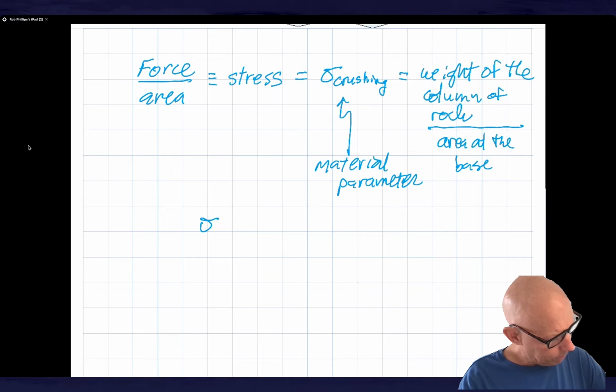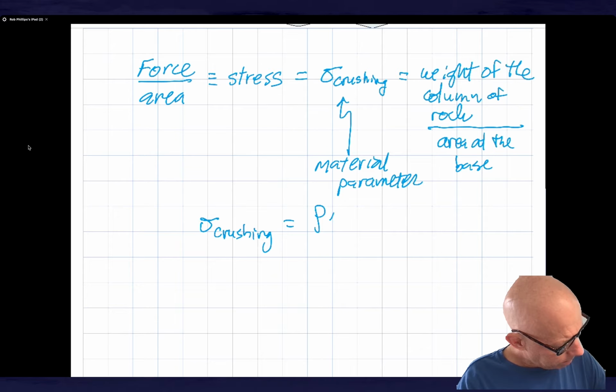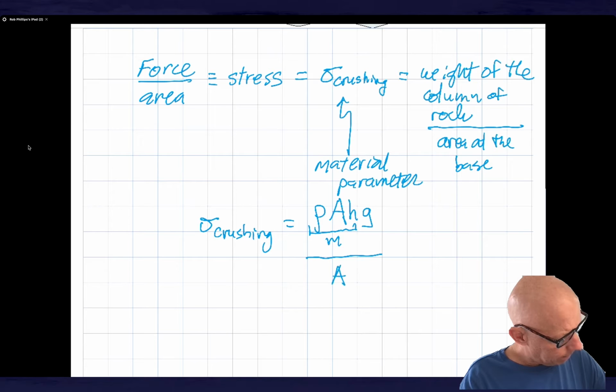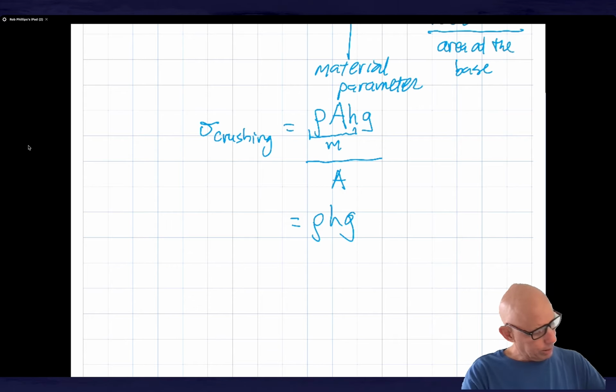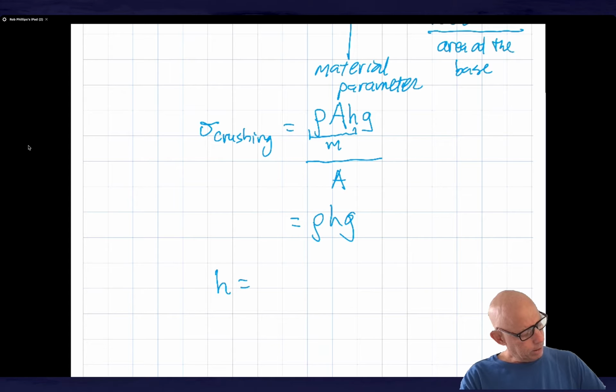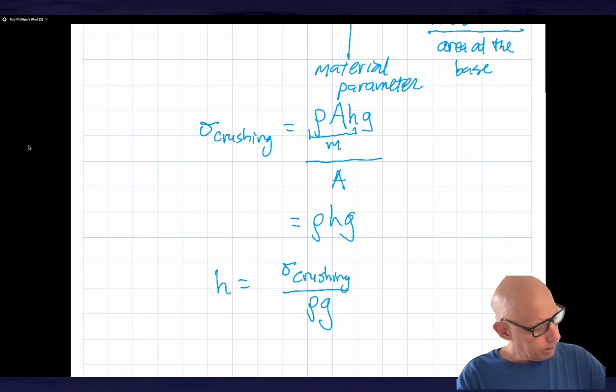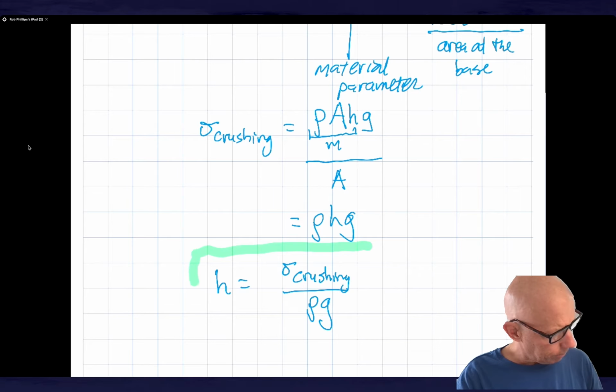Okay, so we have that sigma crushing, that should be equal to rho A H times g. So this is the mass, so that's mg, and then divided by the area. And so what I get is this really wonderful result, which is rho h g is equal to sigma crushing, or that h is equal to sigma crushing divided by rho g. So there's our really lovely result.